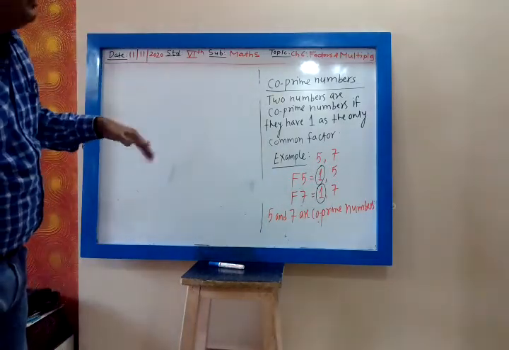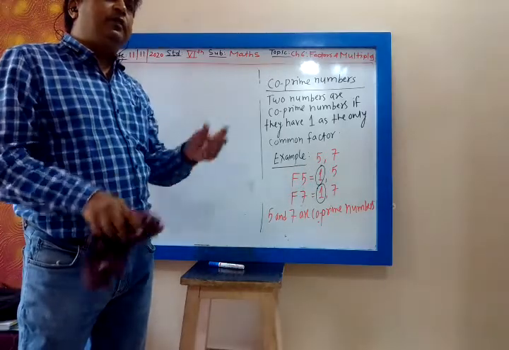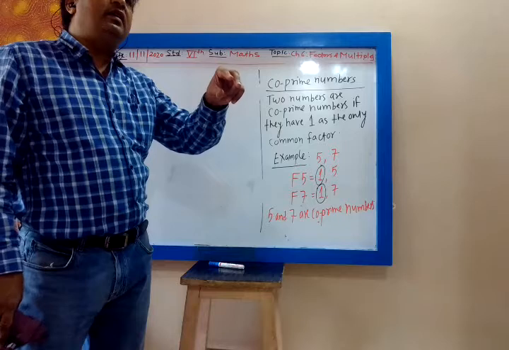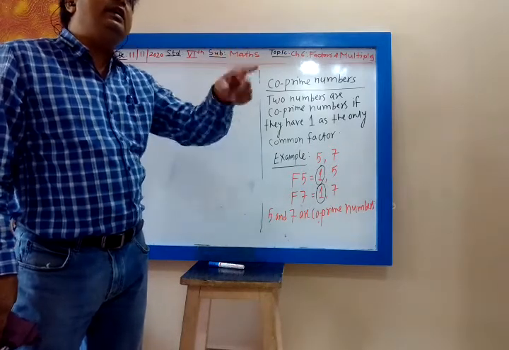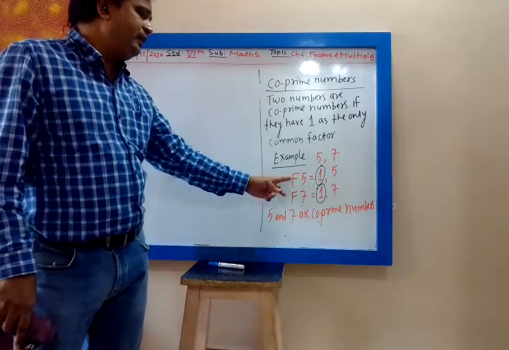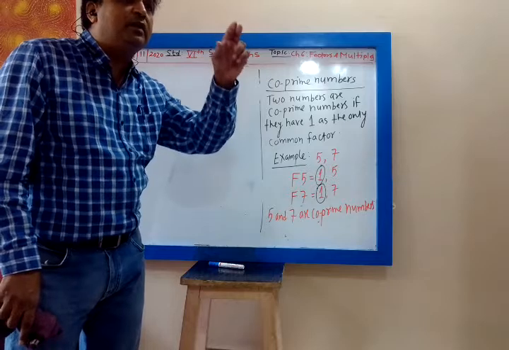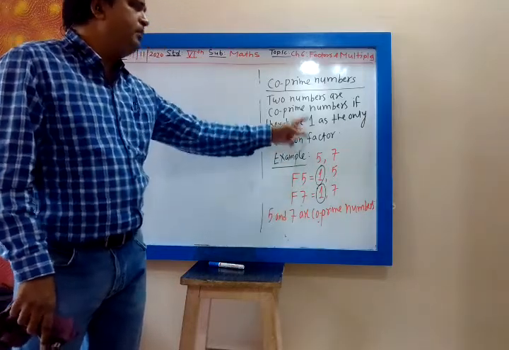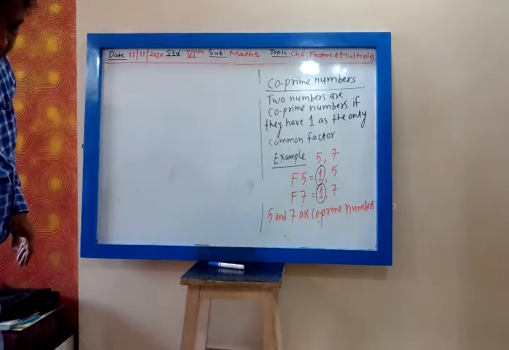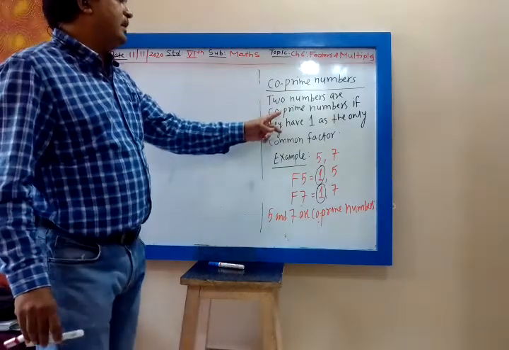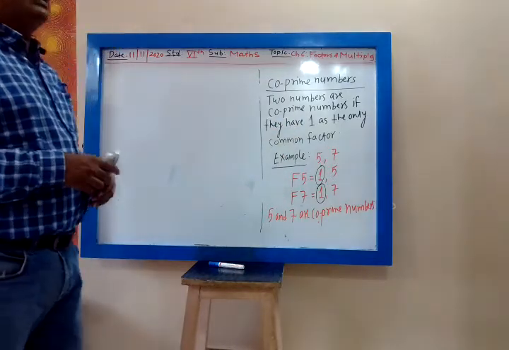Co-prime means you will be given two numbers. For a prime number, you are given one number, but for co-prime numbers, you will be given two numbers. How do we check whether two given numbers are co-prime? If they have one as the only common factor. We find the factors of 5, 1 and 5, and of 7, 1 and 7. Which factor is common to both? 1. So if 1 is the only common factor, they are co-prime.